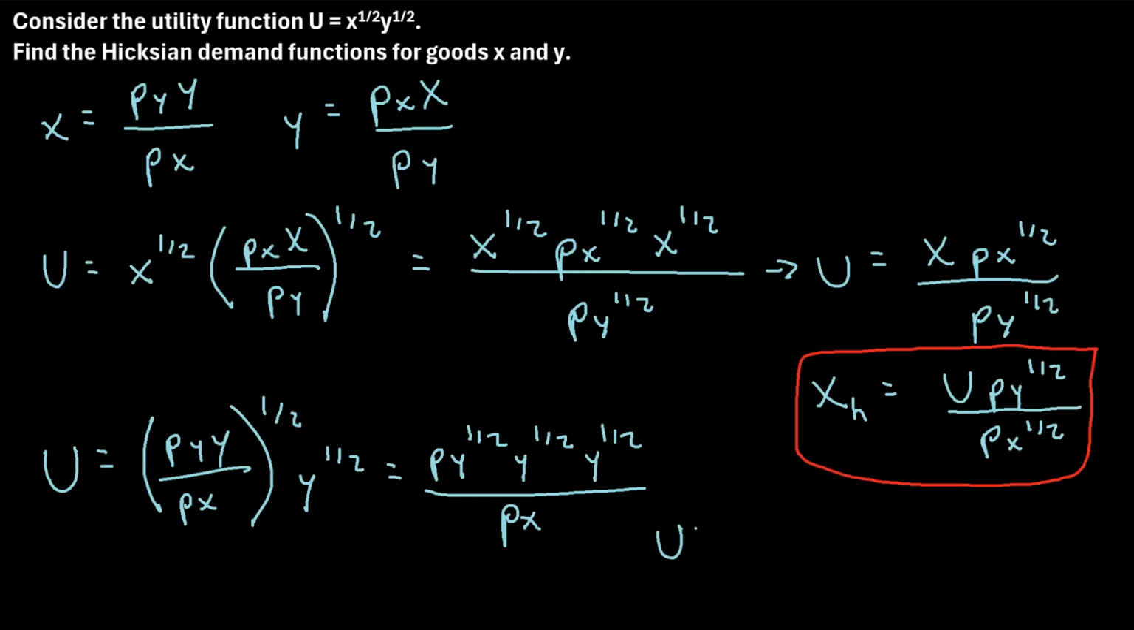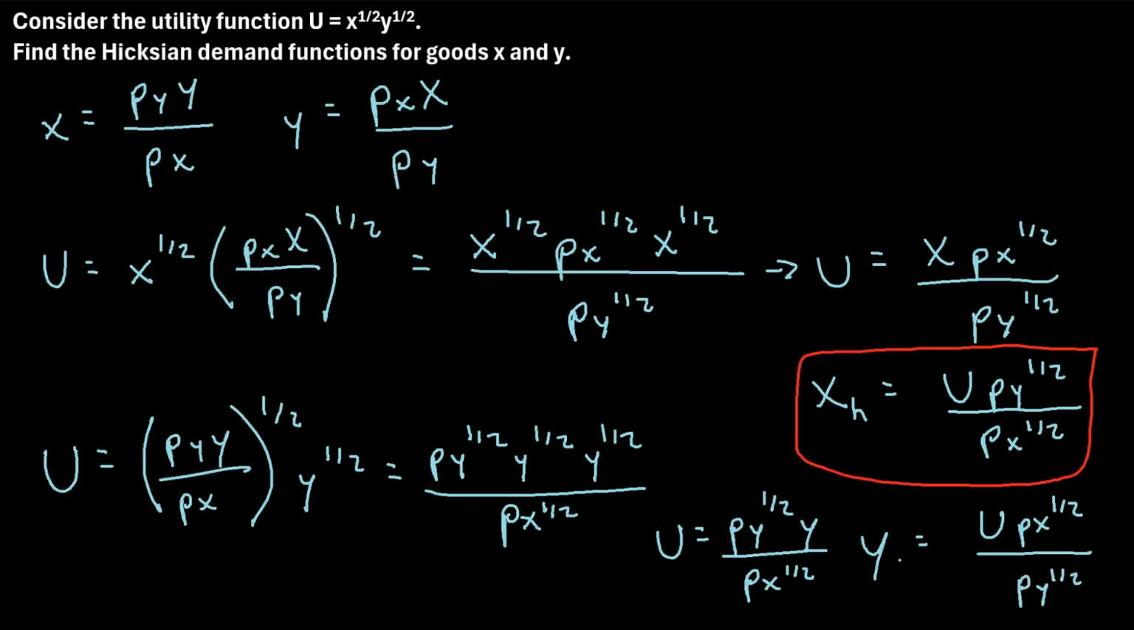So we'll have u is equal to the price of y to the 1/2 times y divided by the price of x to the 1/2. This should also be to the 1/2 right here. And again, to solve for y, we just need to multiply both sides by the reciprocal of this quantity right here. So we'll find that y is equal to u times the price of x to the 1/2 divided by the price of y to the 1/2. And again, we'll say this is y sub h. So this is our Hicksian demand function for good y.